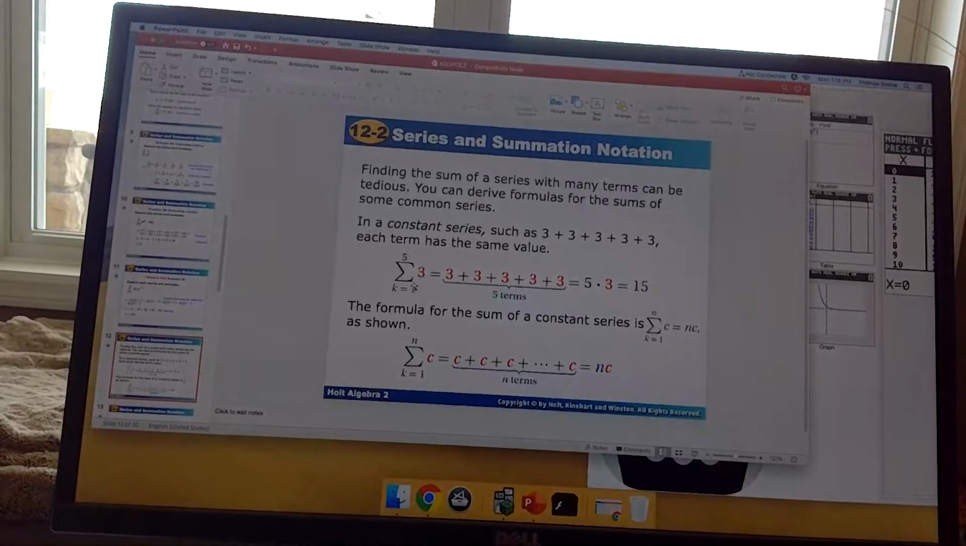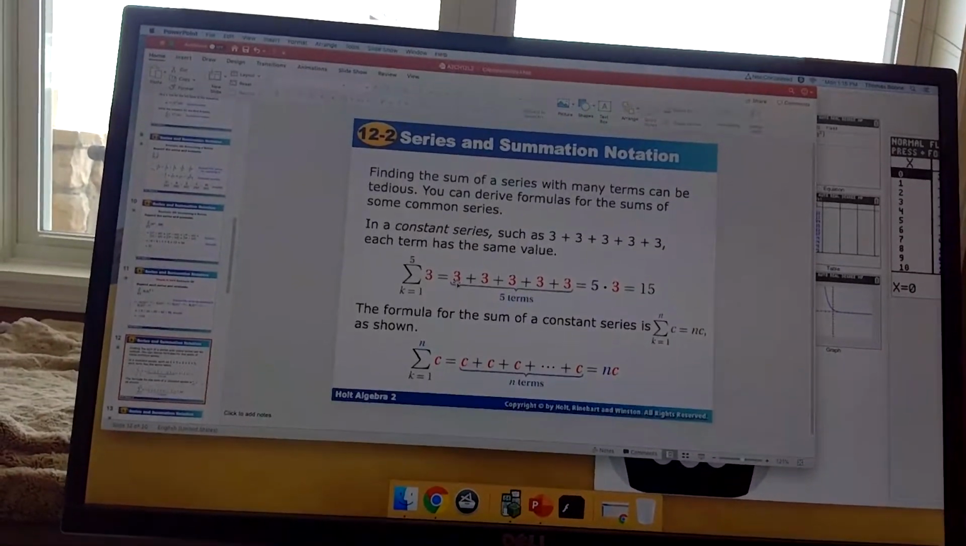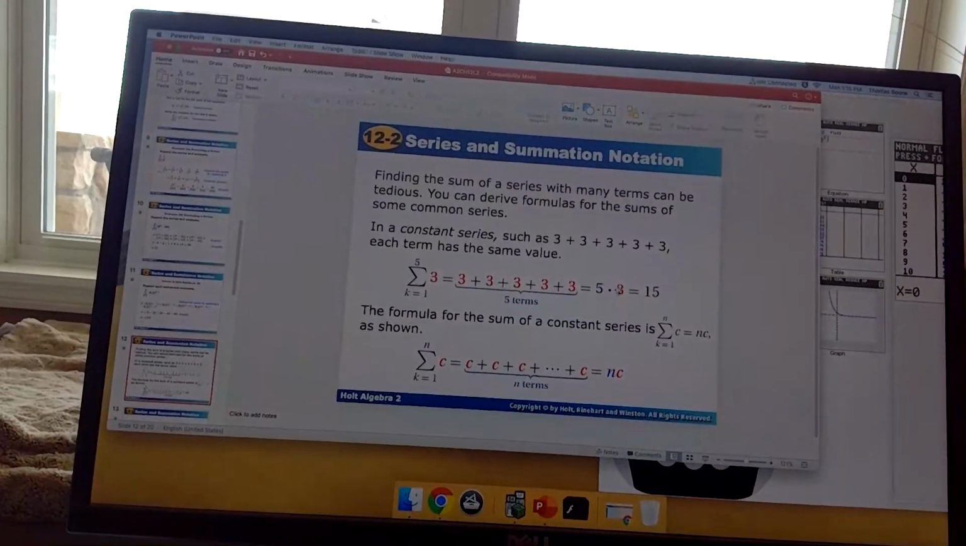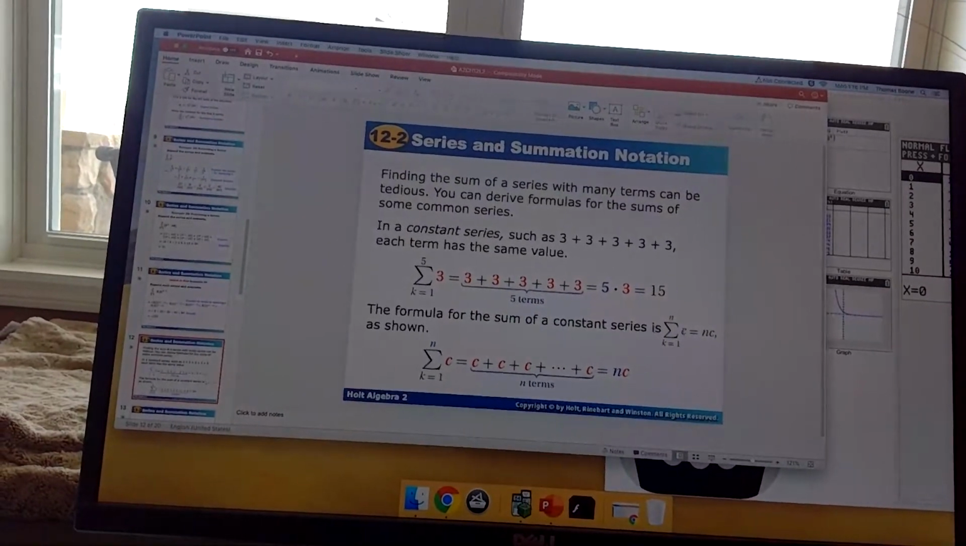There's just a number here. If I do terms 1 through 5, and my rule is 3, well, that just means every time I get a 3. 3, 3, 3, 3, 3. So a simple way to calculate that is 5 times 3, which is 15. So again, this is kind of a general way of showing if you have a constant series.